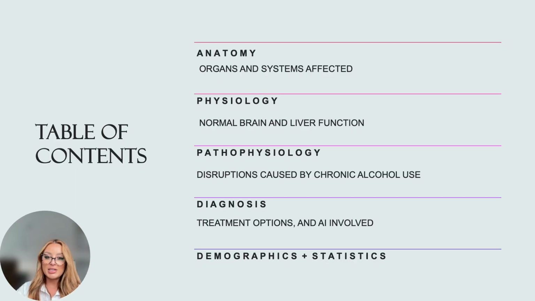Here's what I'll be covering today. We'll start with the anatomy and which organs are most impacted by alcohol use. Then I'll explain how the brain and liver normally function, followed by how chronic alcohol use disrupts those systems. After that, we'll go into diagnosis and treatment options, including some emerging technology like AI tools that assist in identifying alcohol use disorder. Finally, we'll close with some key statistics and demographic data.